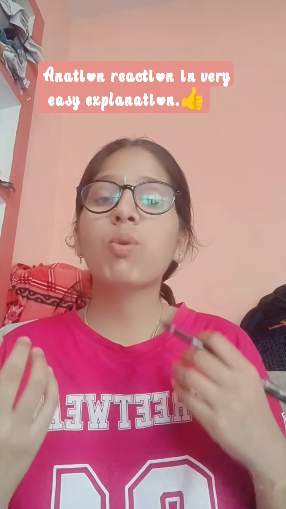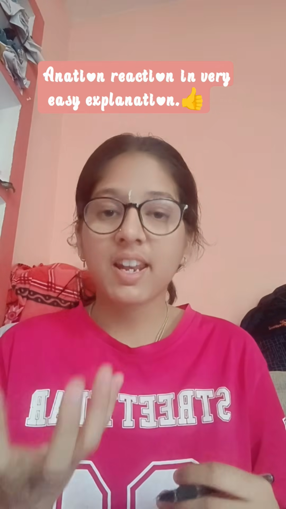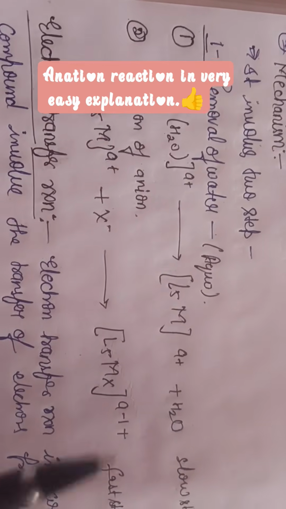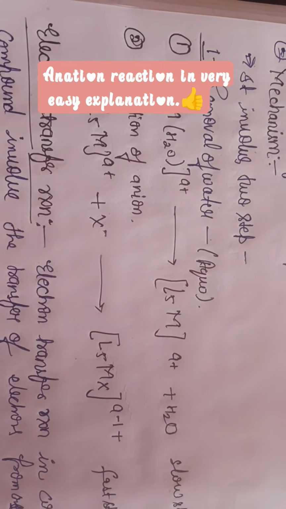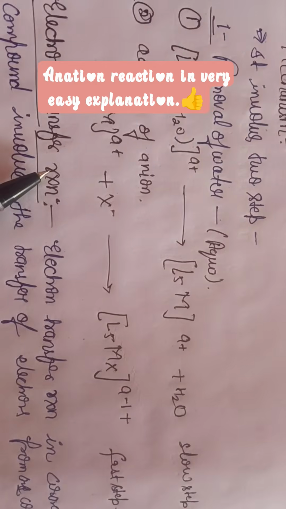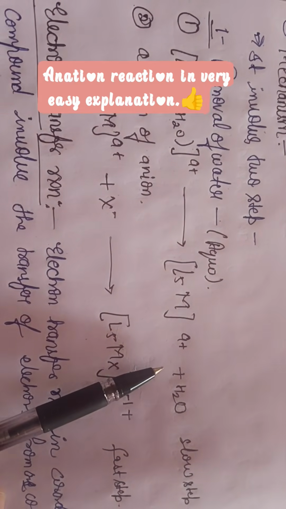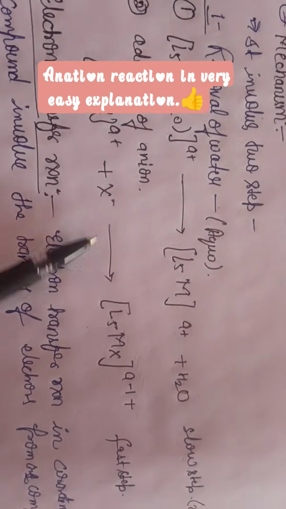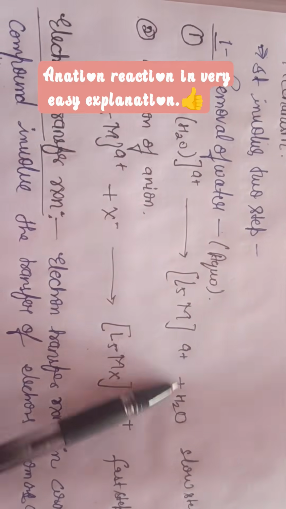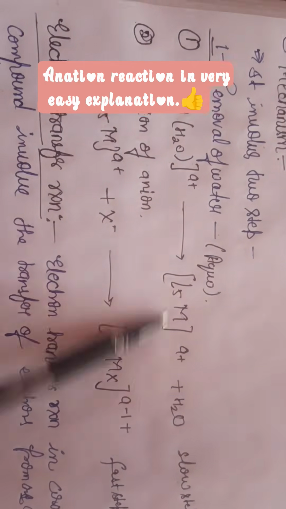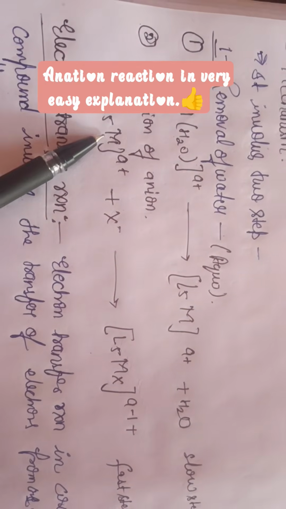And it is a bimolecular reaction, where the rate depends on the concentration of the anion and the complex. This reaction is done in two steps. First is the removal of water and second is the addition of anion. The first step is a very slow step, known as the RDS, the rate determining step, and the second is the fast step. In the first step you can see water is removed from the complex, and in the second step anions are added to this complex.